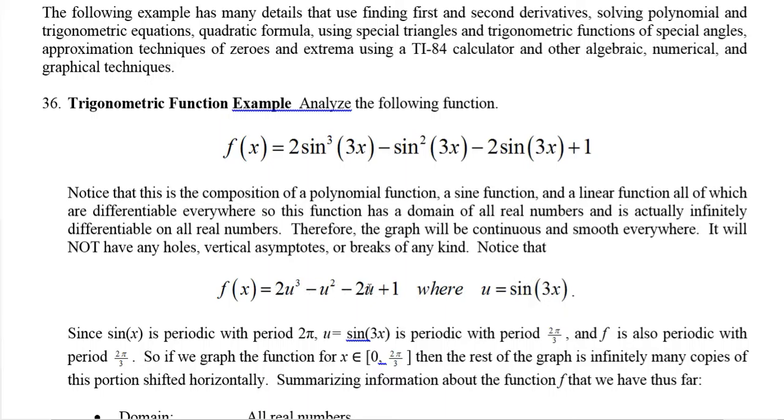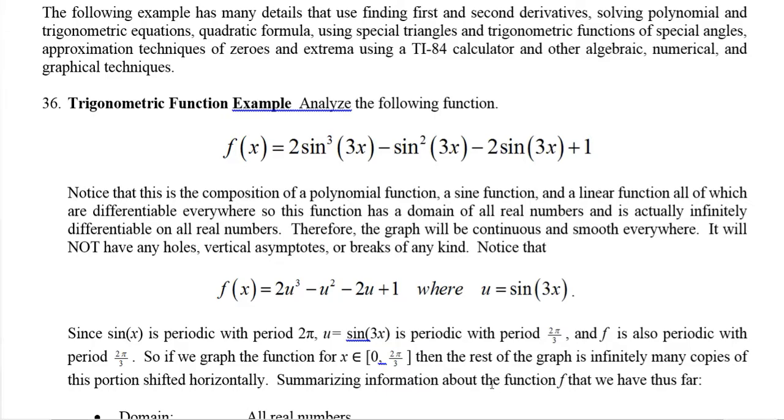And since the period of sine of 3x is 2 pi over 3, and f is just a function of that u, sine of 3x, it'll turn out that f of x is also periodic with a period of 2 pi over 3. We're going to see that in more detail later. What that means is, if you graph the function from 0 to 2 pi over 3, you'll get a portion of the graph, and the rest of the graph is just horizontal shifts of that same piece over and over again, infinitely many copies.